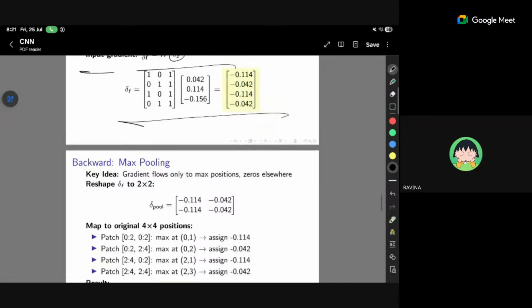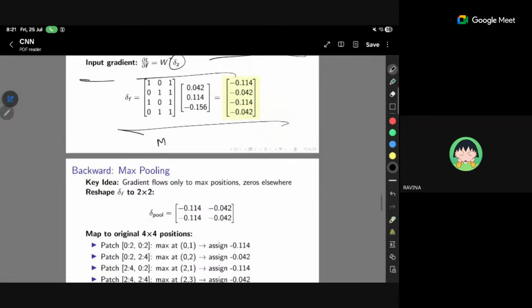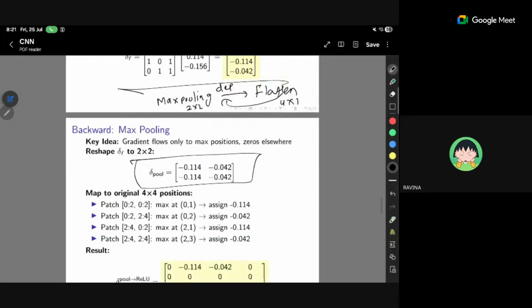Now see. In pooling, after max pooling, we did the flattening of this. So whenever you do backpropagation, you do deflattening of this. So from 4 cross 1, you produce 2 cross 2. Now in the same way you are going to make the matrix backwards. So this deflattening you have to do.